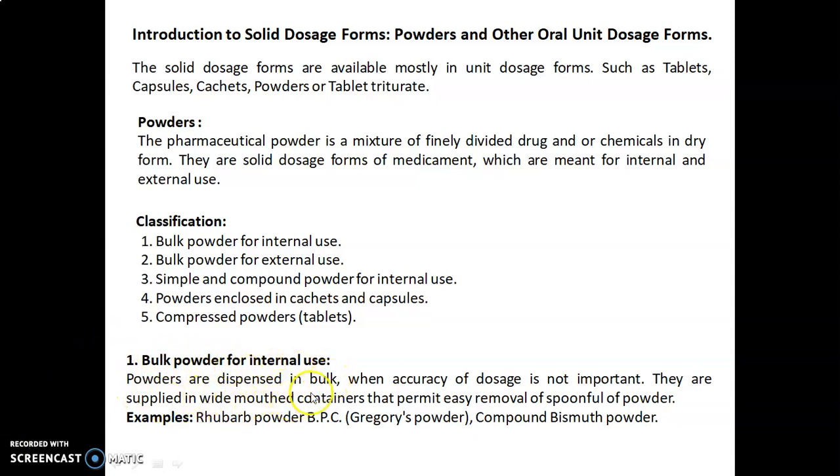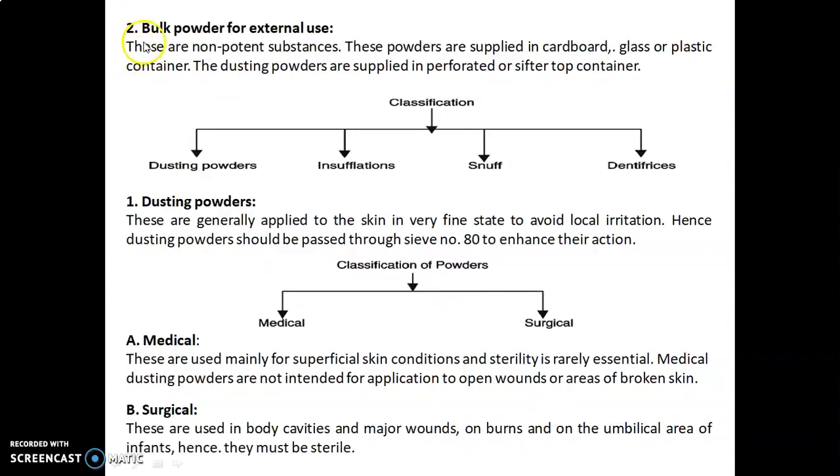Powders are dispensed in bulk when accuracy of dosage is not important. They are supplied in a wide mouth container that permits the easy removal of a spoonful of powder. Examples of bulk powder for internal use are rhubarb powder, BPC, known as Gregory's powder, and compound bismuth powder. Second one, that is bulk powder for external use.